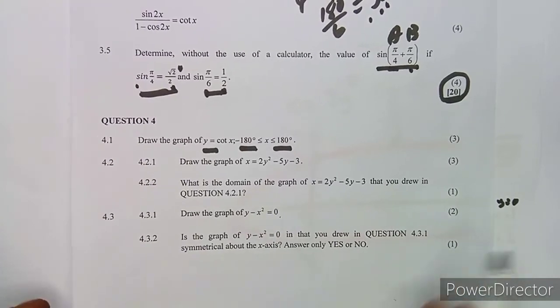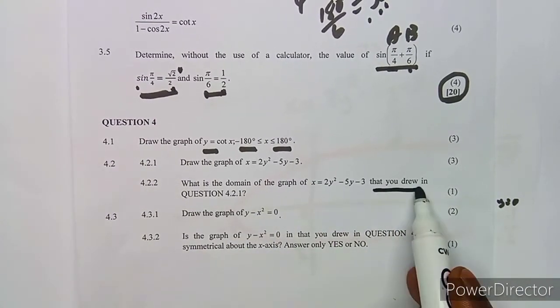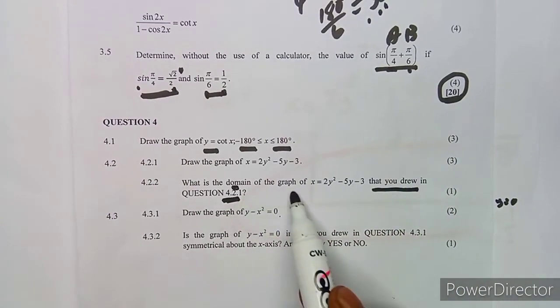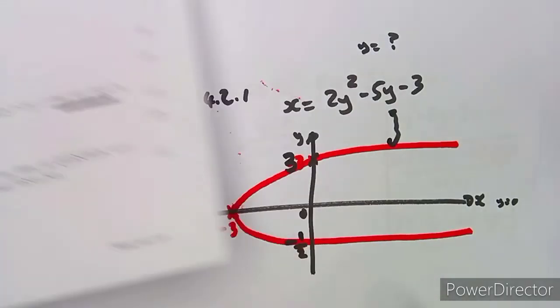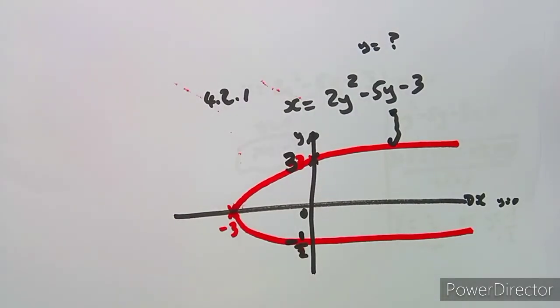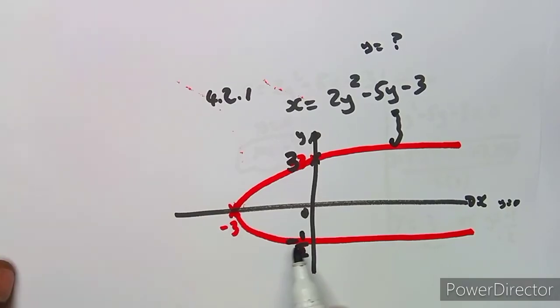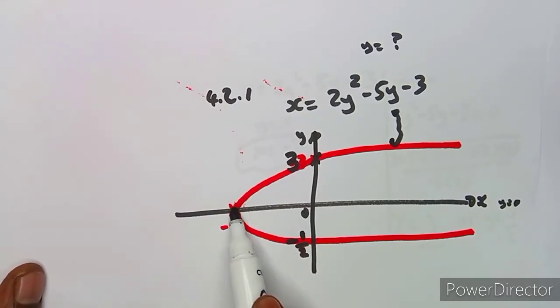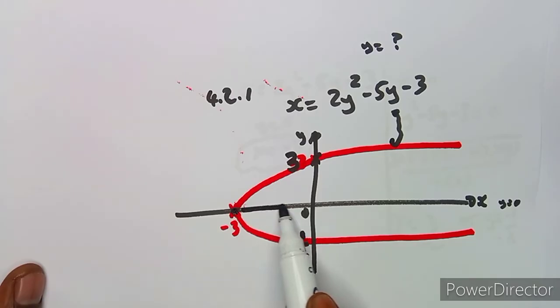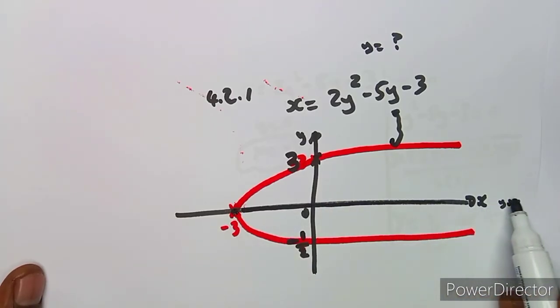Remember, the domain, guys, is for the values of x that you drew in question 5. Domain, these are the values of x. So here the domain is going to be from the values of x. As you can see, our values of x start from -3, but here we do not have any limit for x, so it's going to be up to infinity.